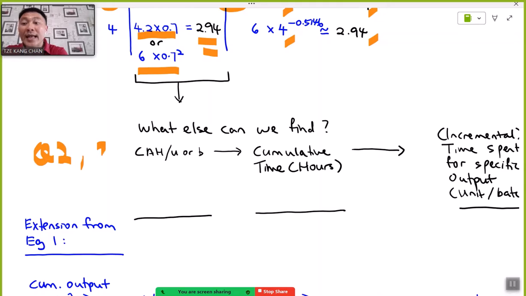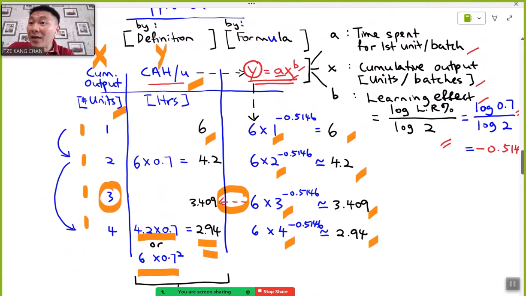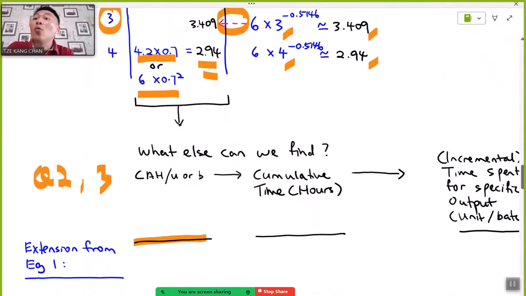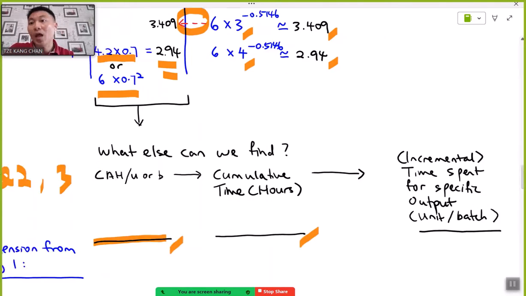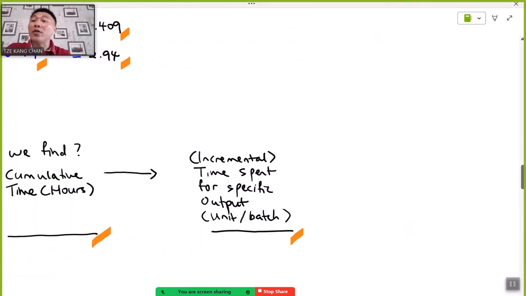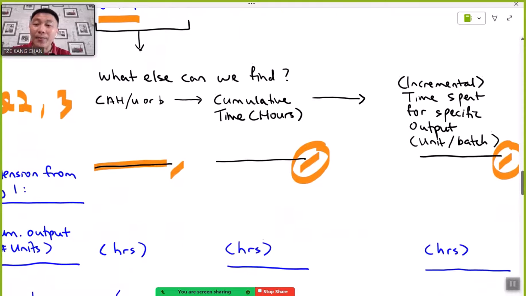Questions 2 and 3. Guys, these are the figures that we have derived above, the cumulative average hours per unit or batch. What the question could test in the exam is, from this number, how are we to derive the cumulative time, the cumulative hours indeed? And thirdly, how are we to determine the incremental time spent for a specific output measured by unit or batch? To derive the second and third answers, let's extend from example 1 above.